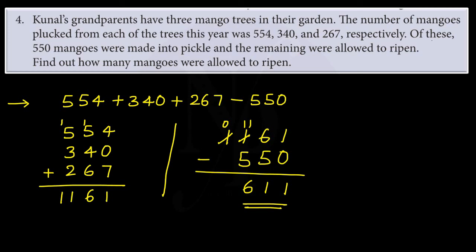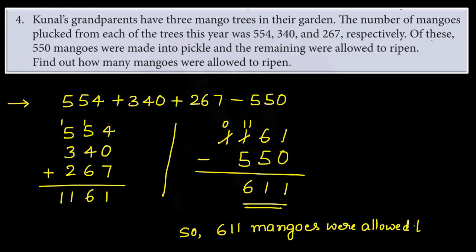So you should write here as the conclusion: 611 mangoes were allowed to ripen.